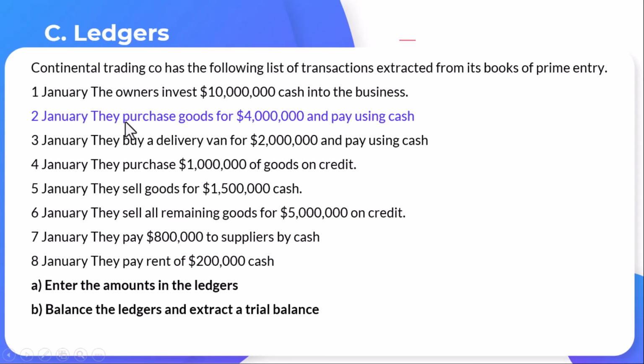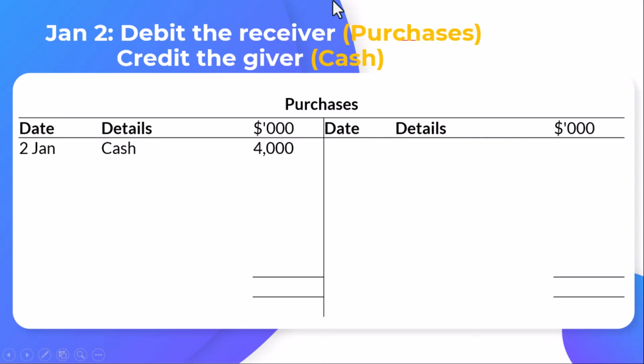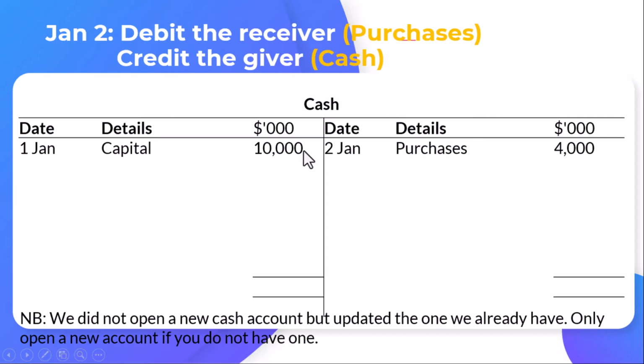On the 2nd of January, they purchase goods for 4 million and pay using cash. Again, the receiver is purchases because we're increasing our purchases, and the giver is cash because we are losing cash. Therefore, we enter the debit, and cash is going out of 4 million, so we've debited purchases, and we credit cash. So here we go on the 2nd of January, we enter purchases and we enter 4 million.